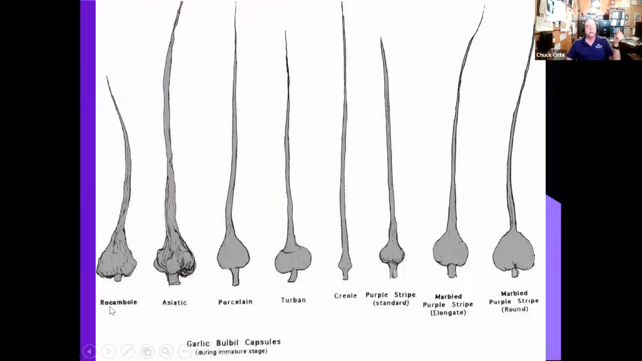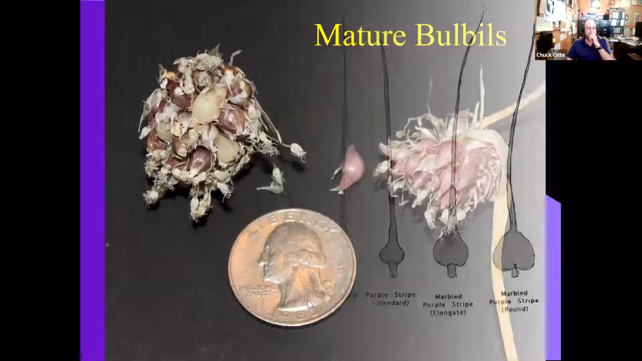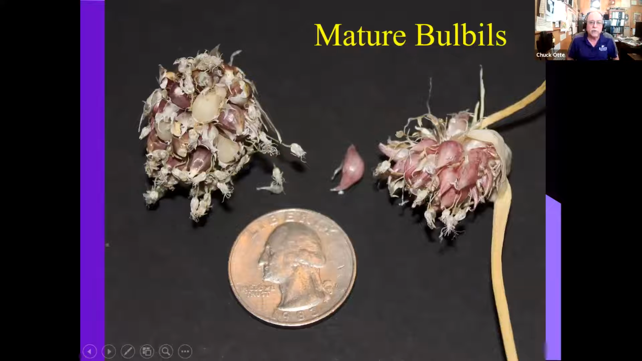And this just shows the difference between a rocambole, an Asiatic, a porcelain, turban, the different types of what that bulbil capsule looks like. And some have very long beaks. We call this part the beak. Some have fairly short beaks. Some have very small little bulbil capsules. This is what mature bulbils look like.